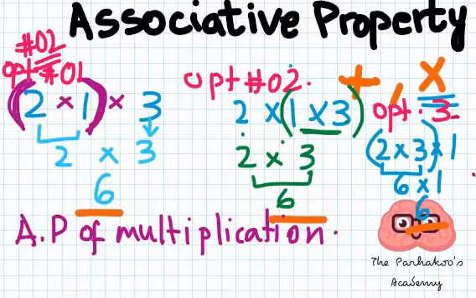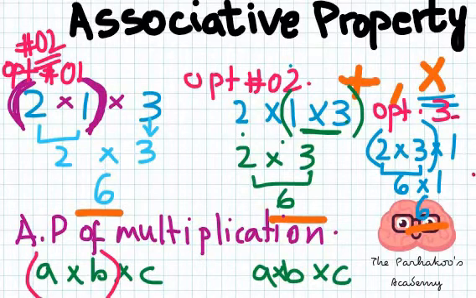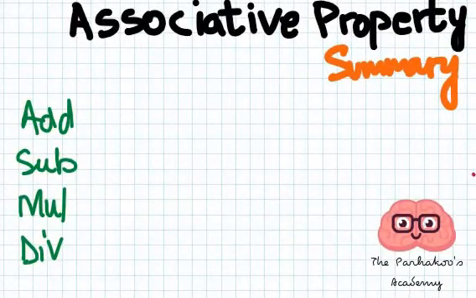Now let's make it in a general form. So we have three elements, A into B into C, and here as well A into B into C. So it does not matter if you multiply A with B first, then multiply with C. It is equal to multiplying B with C and then multiplying it with A. So it is same. Now let's have a quick summary.